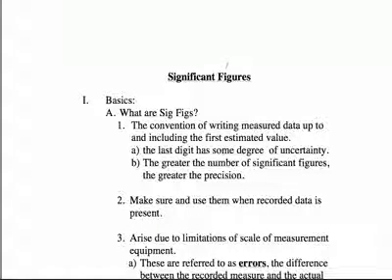Today we're going to be looking at the concept of significant figures. What are sig figs? Well, when recording data, there has been an established convention of writing the measured data up until the first estimated value. Our equipment we're using, for whatever reason, doesn't have the degree of certainty we would like. So as a result, the last digit is an estimate and has some certain degree of uncertainty. So the greater the number of sig figs, the greater the precision.